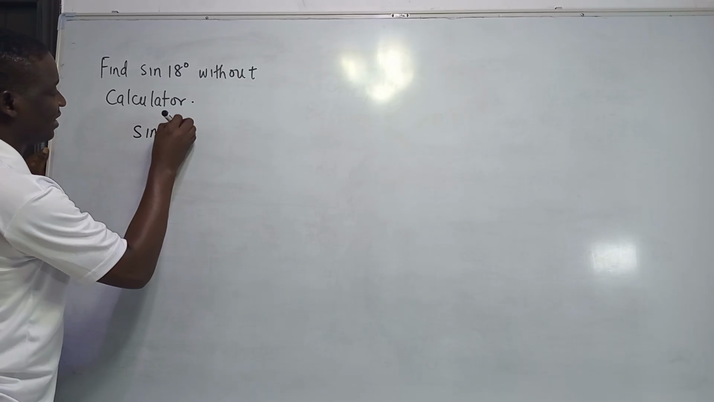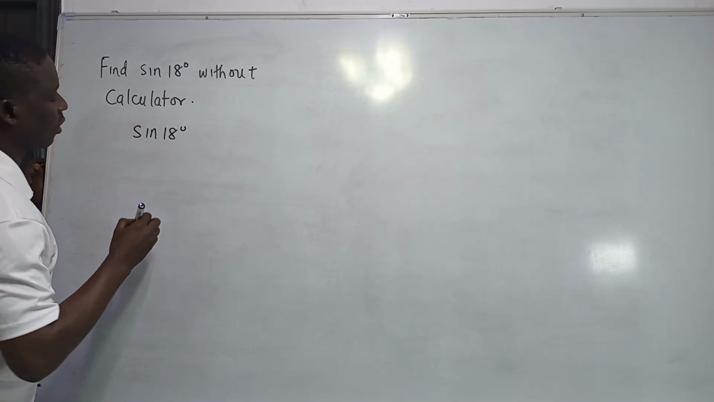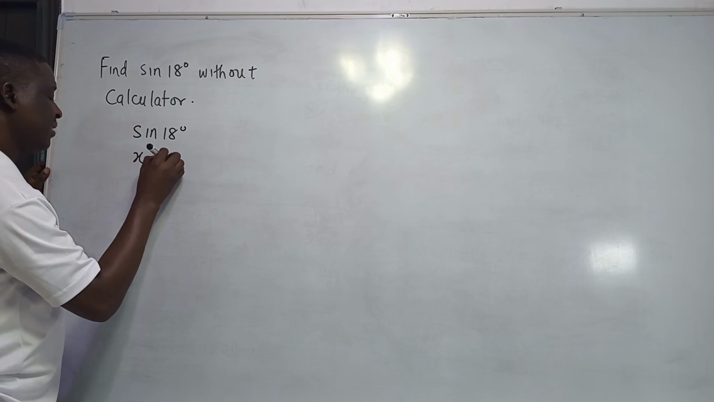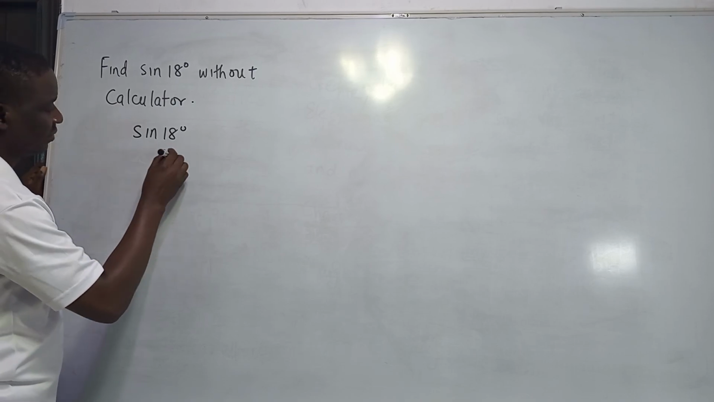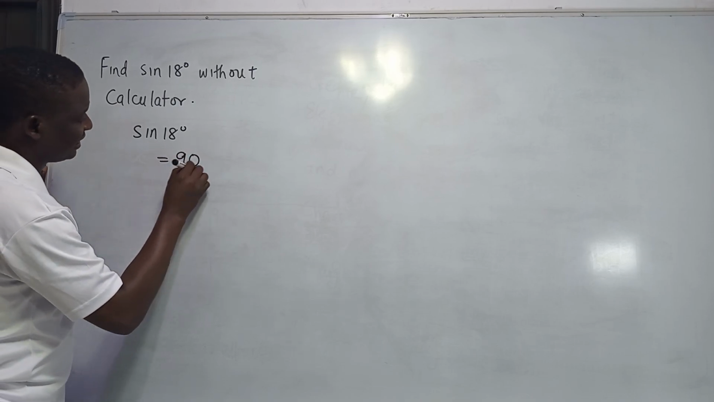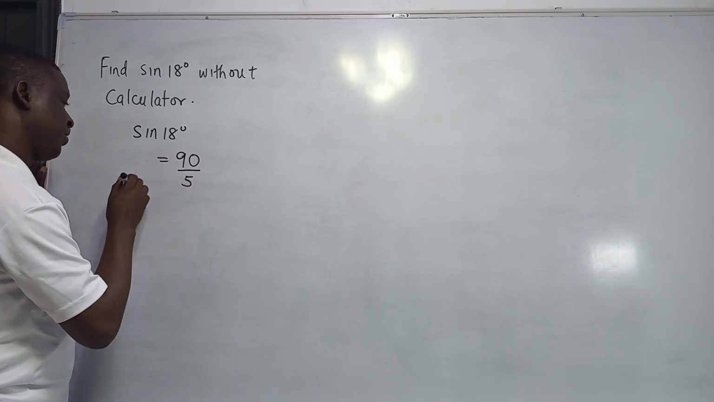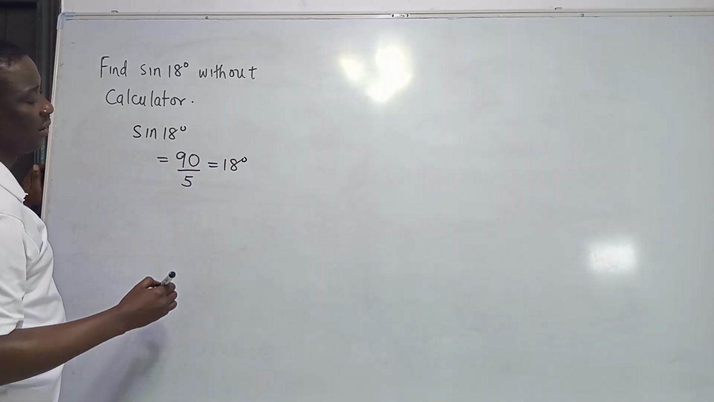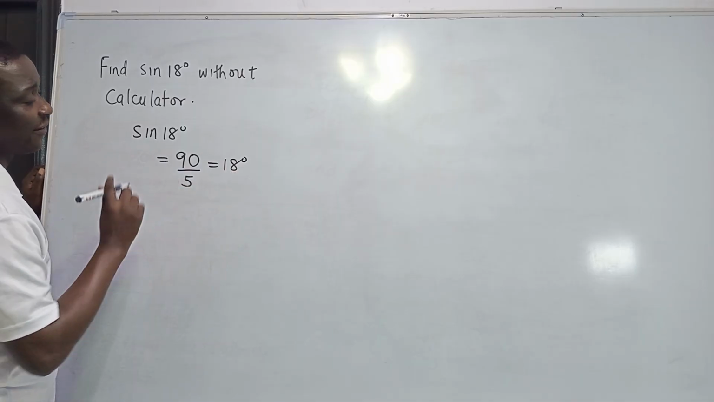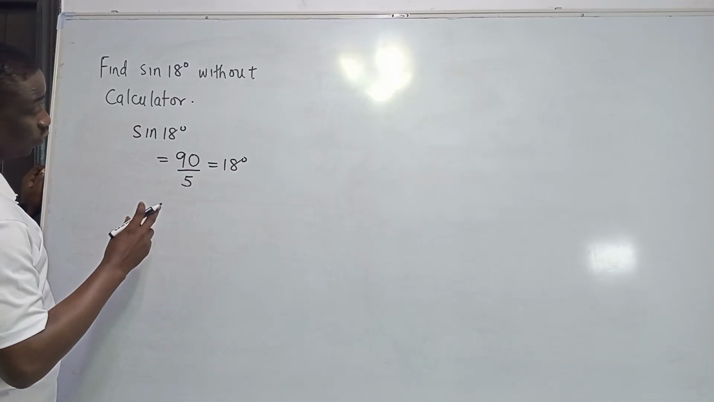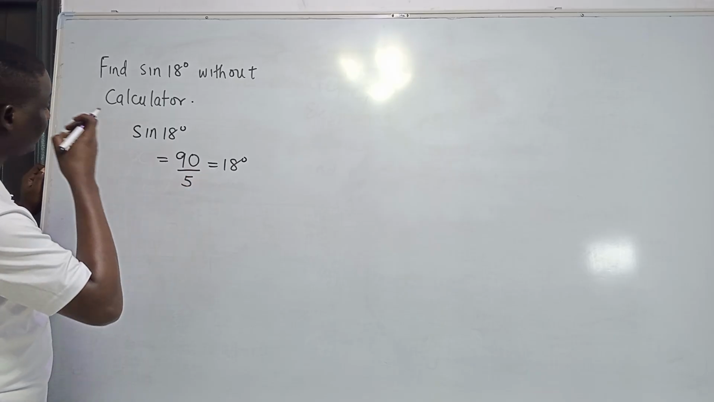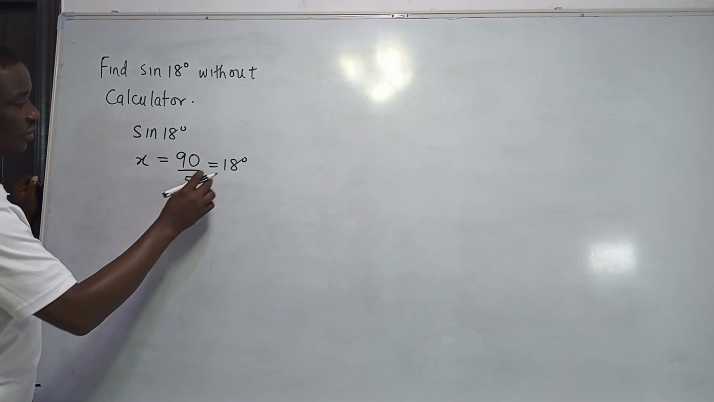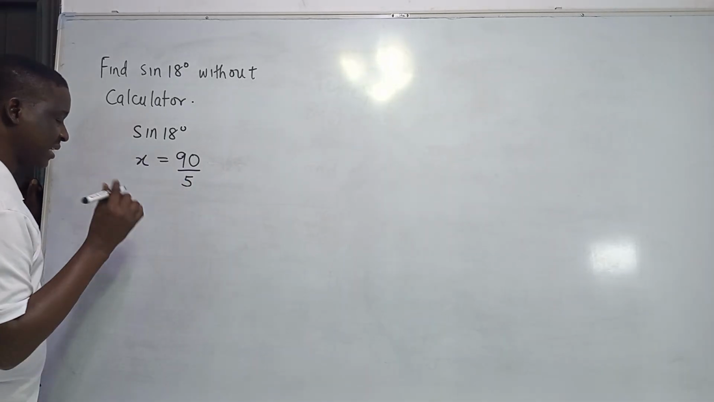Sine 18 degrees. Now, 18 can be gotten by 90 divided by 5, which is equal to 18. Don't forget, 18 times 5 is 90. So if you agree that it's 90, then let's call 18 x so that we can work with it.